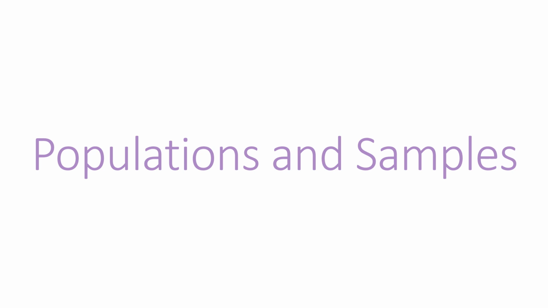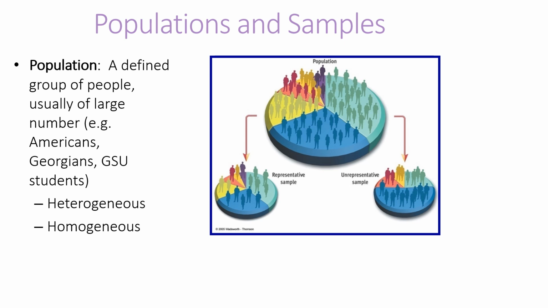Okay, so let's talk about populations and samples once again. You will recall that a population is a defined group of people, usually of a large number. So for instance, we might have a population of all Americans or all Georgians or all GSU students. Some of those are going to be extremely large, millions and millions and millions of people. Others might be thousands and thousands of people. I could also consider a classroom like my Psych 3510 online class as a population.